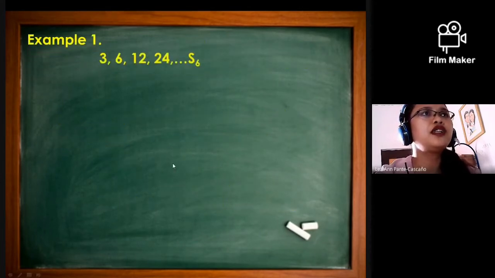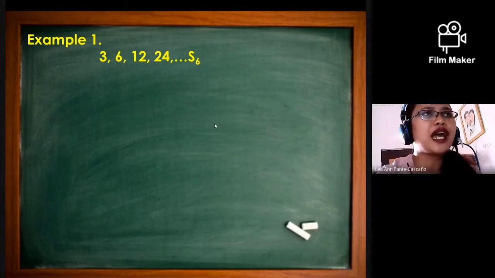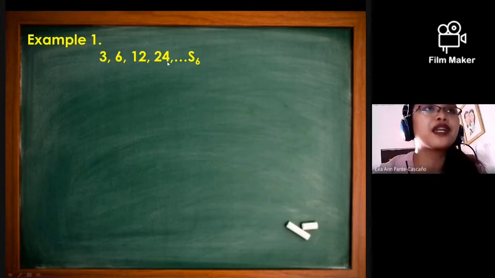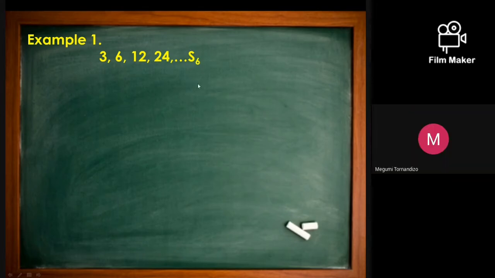Let's have this example: 3, 6, 12, 24. We're looking for the sum of the first 6 terms, because we're looking for S sub 6. My question, Megumi, do we have a last term? Wala po, ma'am. Kasi ilang numbers lang po meron tayo? 4 lang po. Ilan yung total na kailangan hanapin? 6 po.